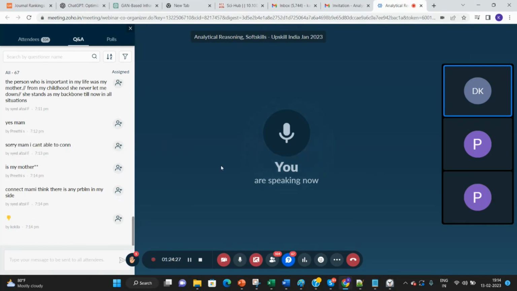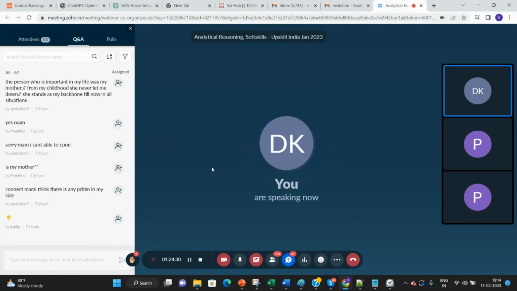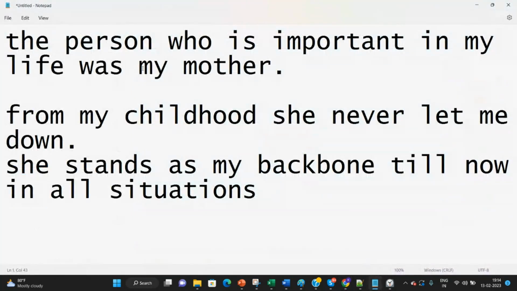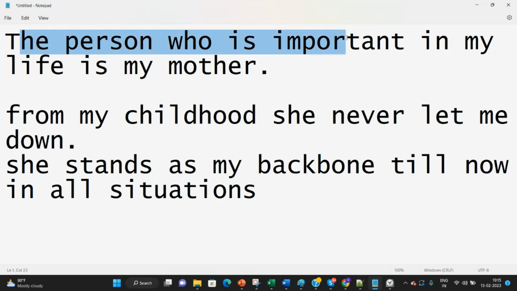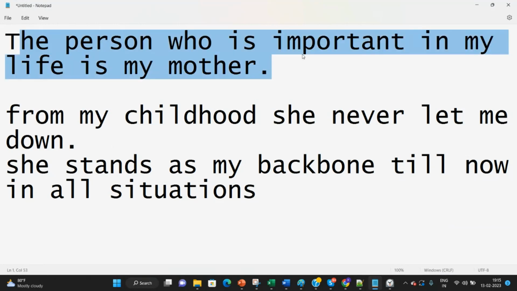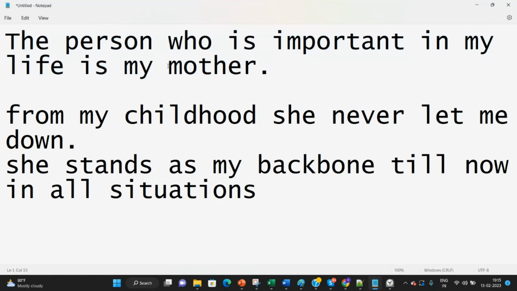Okay. Preeti wants to talk. I'll give you a chance, Preeti. So Preeti says, is my mother. Correct. The problem is, was means it is a past tense. Given that you are referring to your mother now, it should be is. Syed, you have written the sentence very well. So the person who is important in my life is my mother. Except for that grammatical mistake, this is a very well written sentence because it has a subject and a predicate.